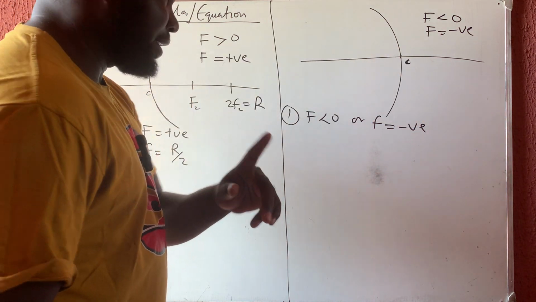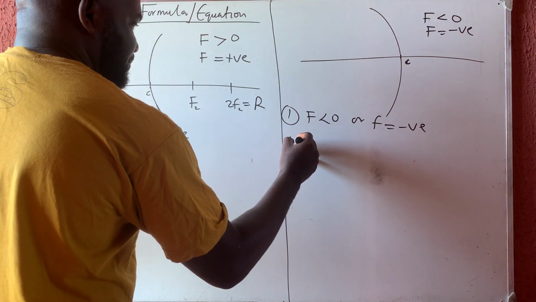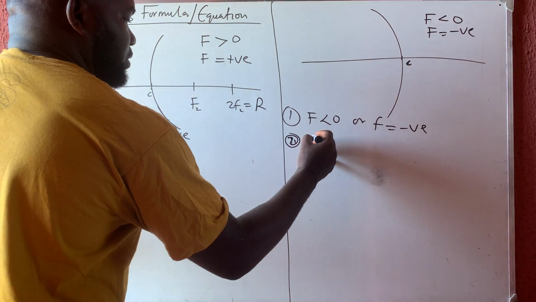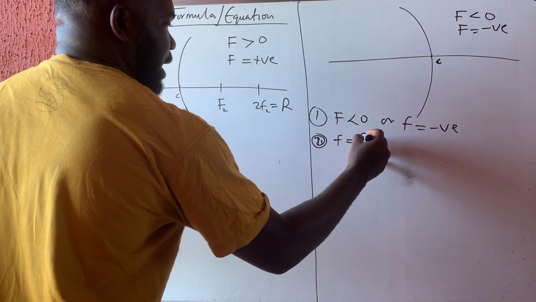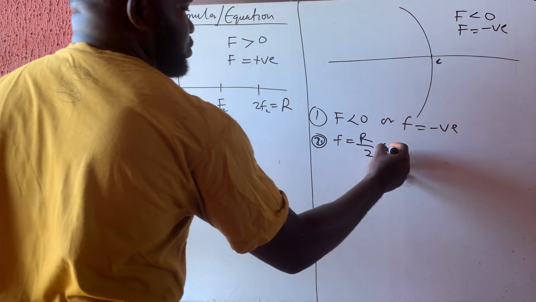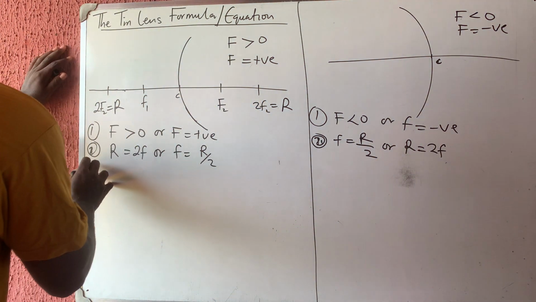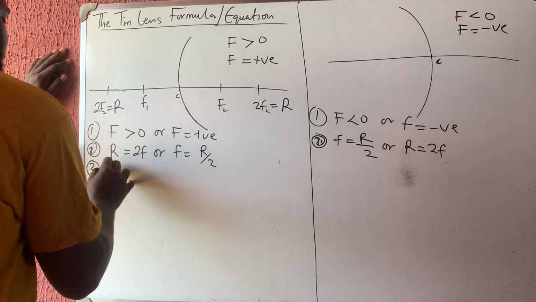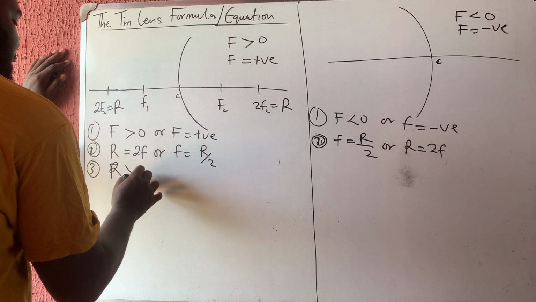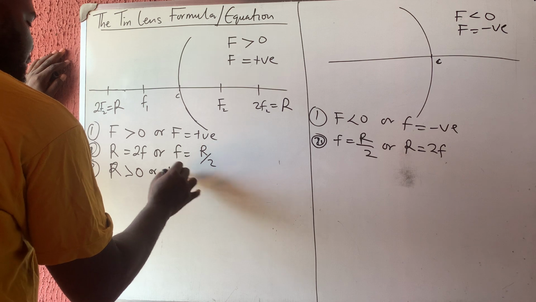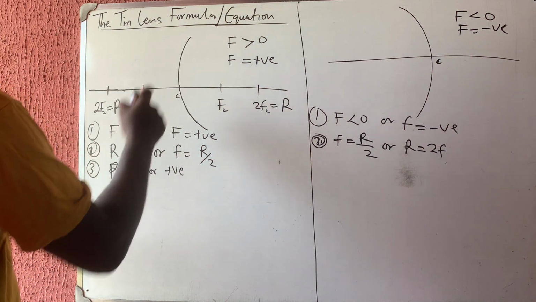Okay, so note that again. The second one here is that the focal length is equal to half of the radius, or you say that the radius is 2 times the focal length. So the third thing you need to know is that if the radius is greater than 0, or positive, then we are talking about a convex.